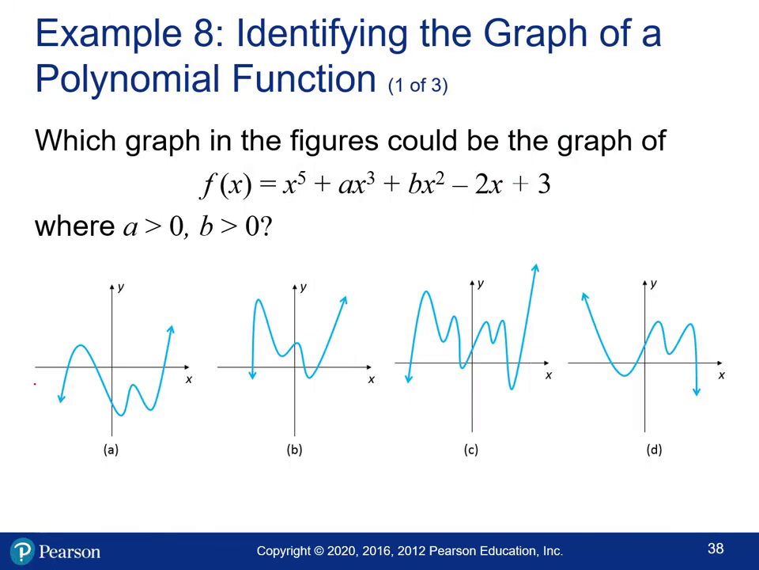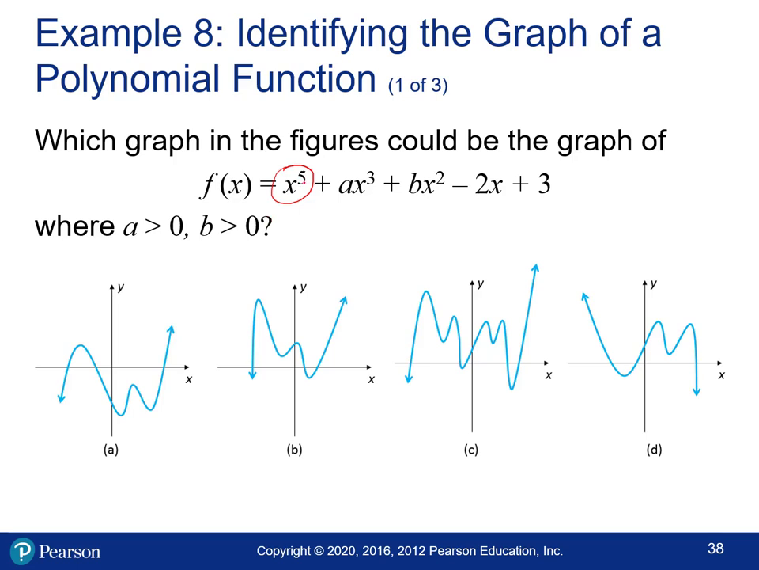Okay, so let's try to put this together. Which graph in the figures could possibly be the graph of this function? We have 4 choices, and we're going to pretty much use process of elimination here. So our function is f of x equals x to the 5th plus a x cubed plus b x squared minus 2x plus 3. So what we want to notice is this leading term, and think of our power function.